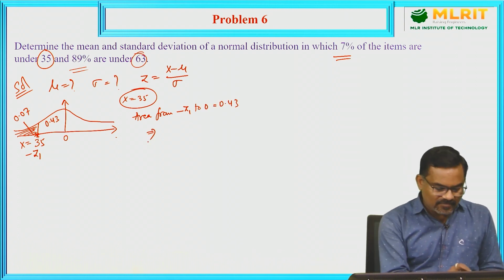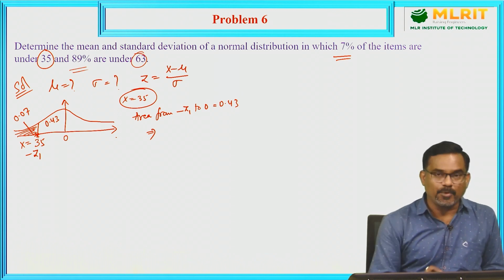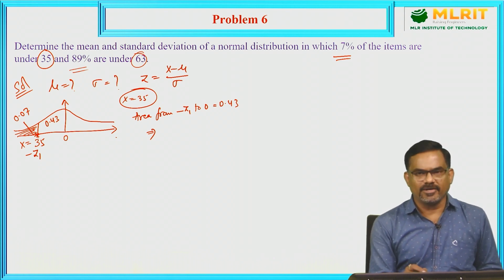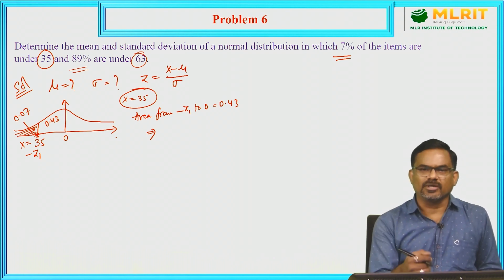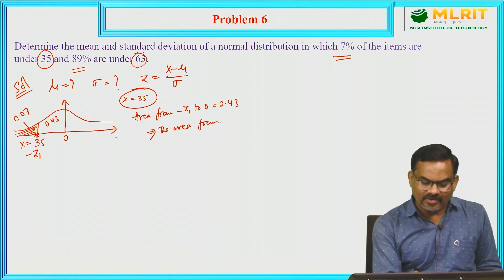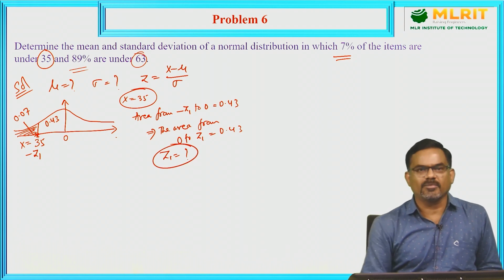This is the data from this graph. The area from minus z1 to 0 is 0.43. And since the normal curve is symmetric, the negative portion is equal to the corresponding positive portion. That means the area from 0 to z1 is also 0.43. Then what is the value of z1 from the normal distribution table?